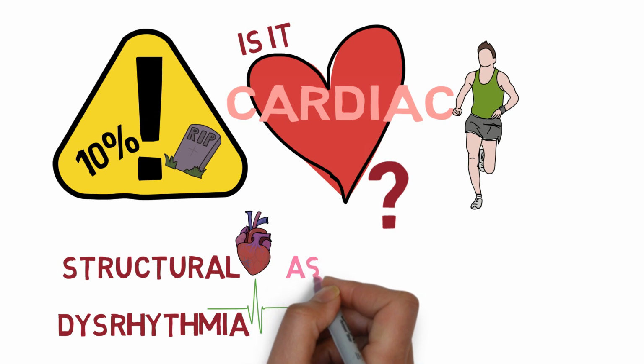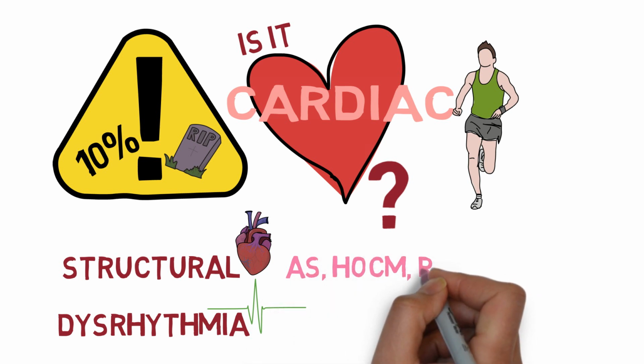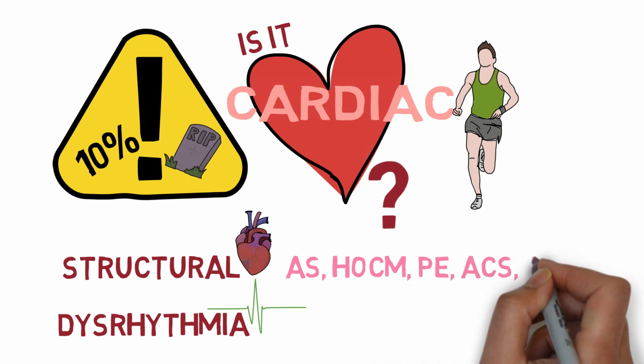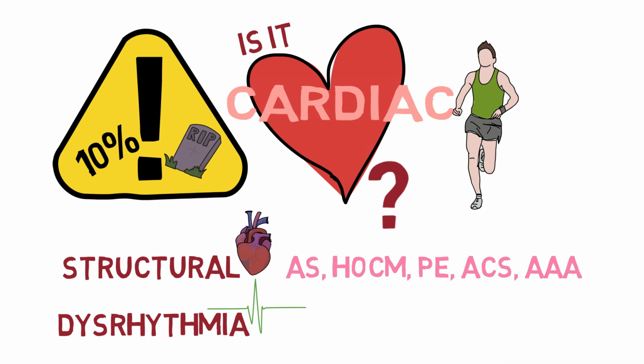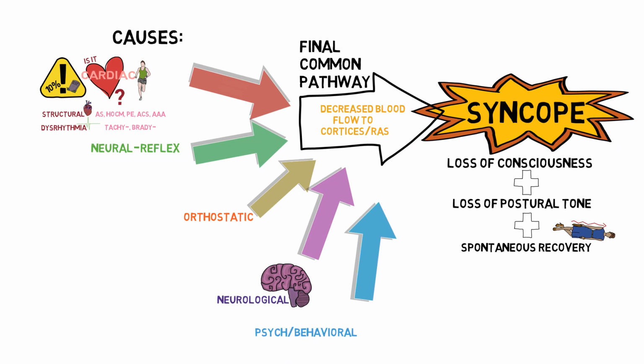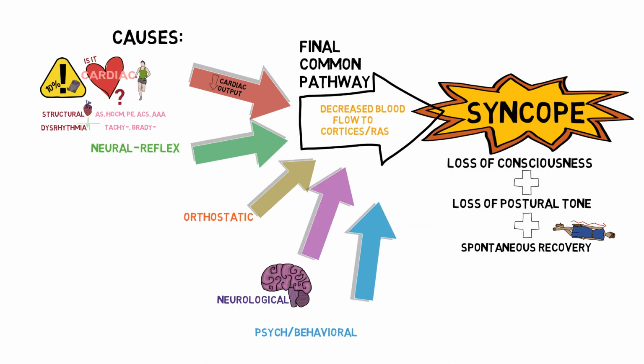Examples of structural cardiac issues that can cause syncope include aortic stenosis, hypertrophic obstructive cardiomyopathy, pulmonary embolism, MI or acute coronary syndrome, and AAA. Examples of dysrhythmias that can cause syncope include both tachy and bradyarrhythmias. Any of these cardiac issues can lead to a decrease in cardiac output, especially during times of physical exertion, which leads to our final common pathway of decreased blood flow to the brain and syncope.